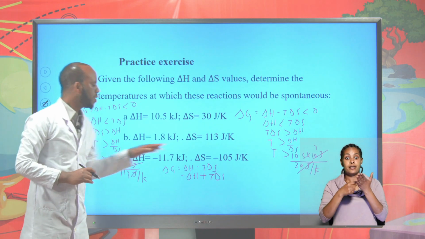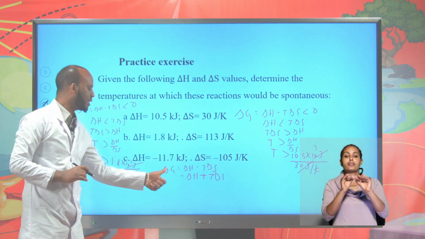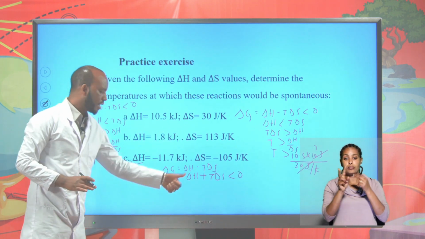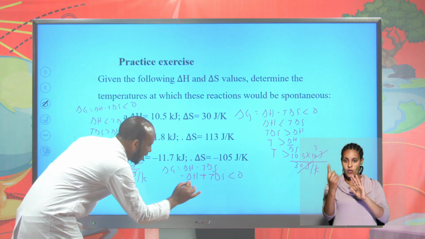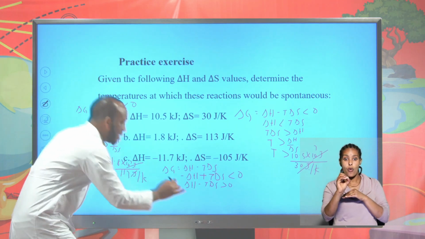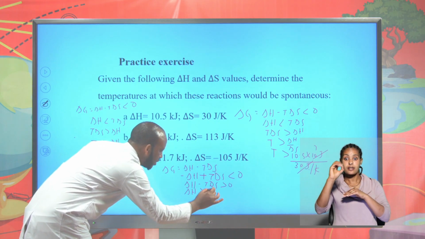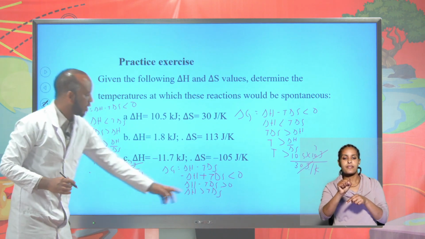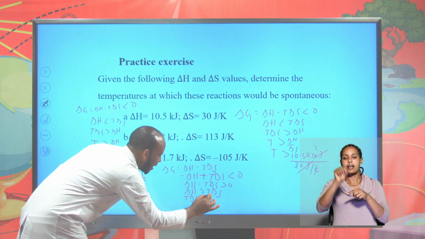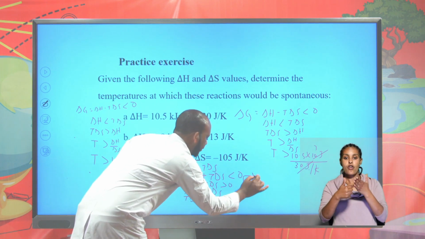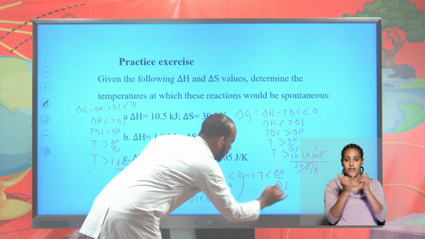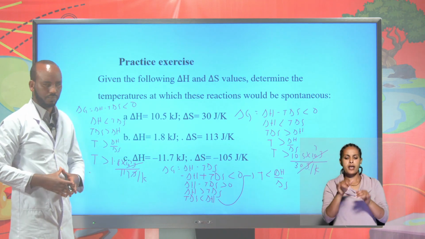For this reaction to be spontaneous, the Gibbs free energy change, delta G, must be less than 0. Multiply both sides by negative 1. We can write this as delta H minus T times delta S is greater than 0, or delta H is greater than T times delta S, or T times delta S is less than delta H. Therefore, for T less than delta H divided by delta S, this reaction would be spontaneous.